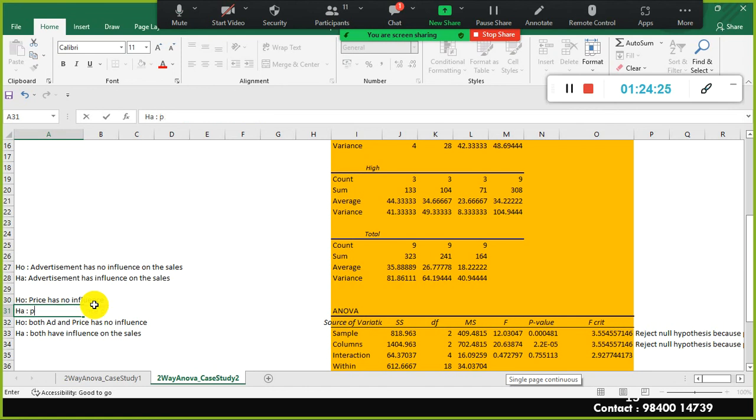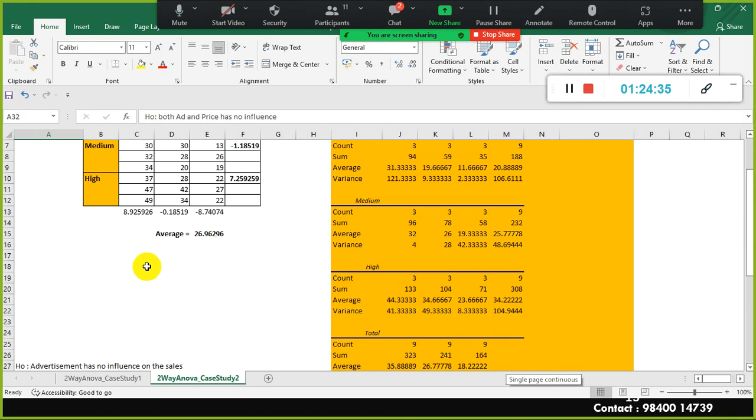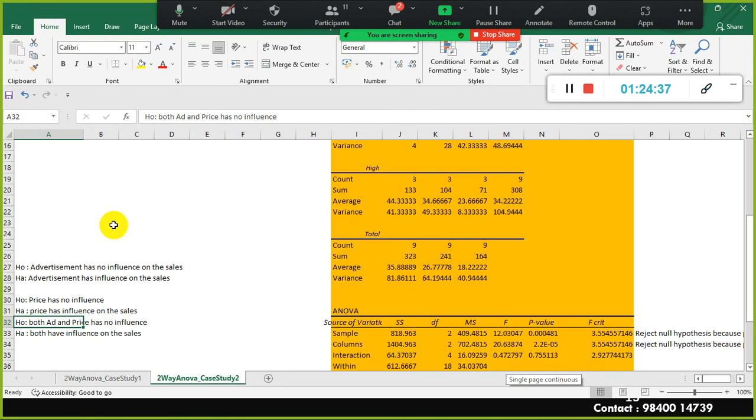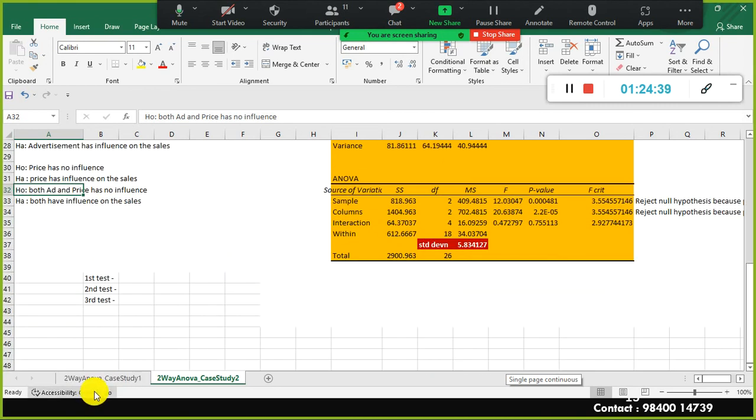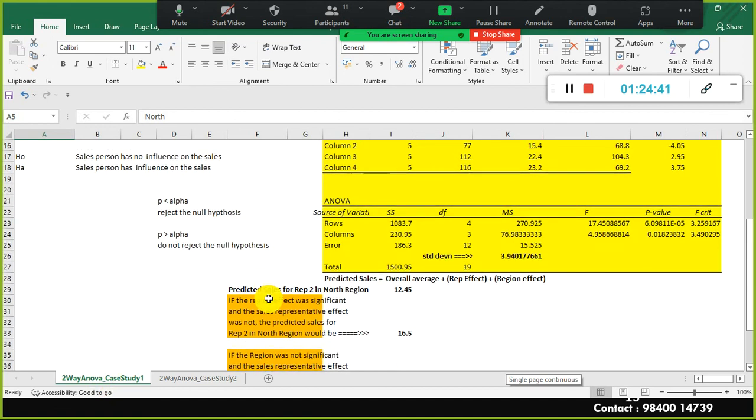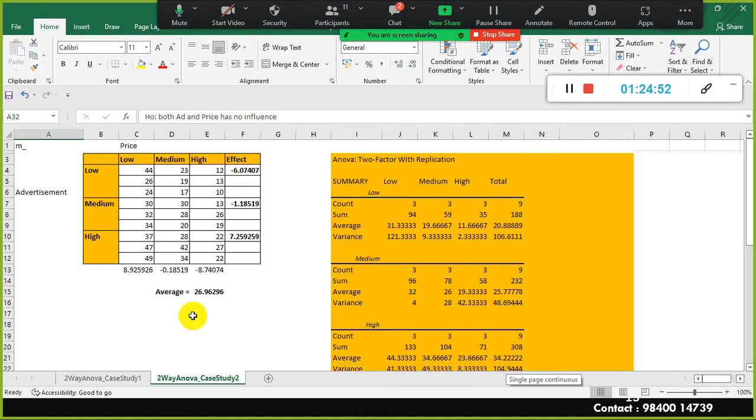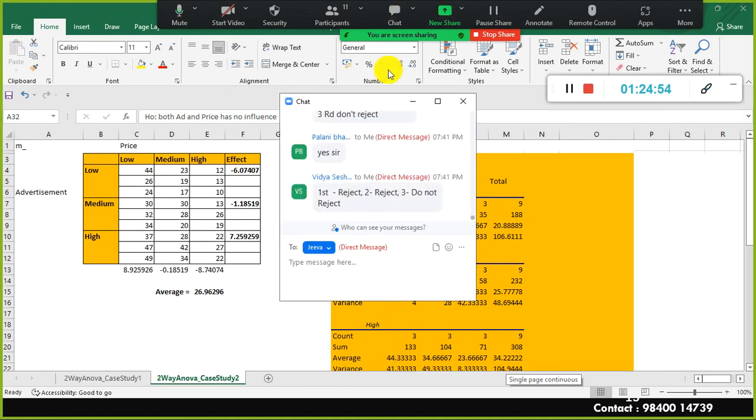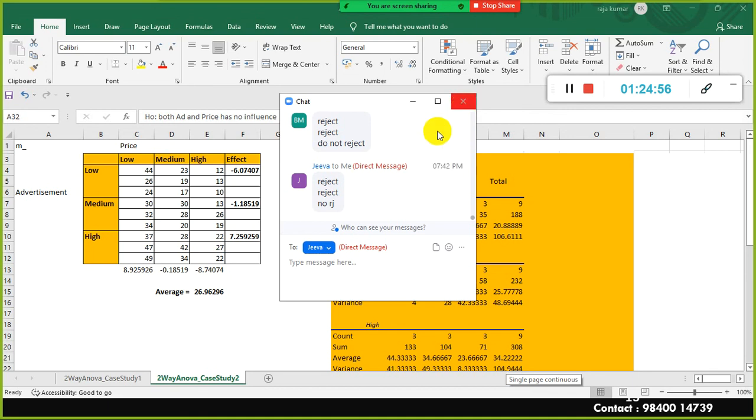Now what you do is you need to find out the same way the predicted sales. With the predicted sales for low advertisement with low price, what is the estimated sales? This is an assignment for you all. Give it a try.